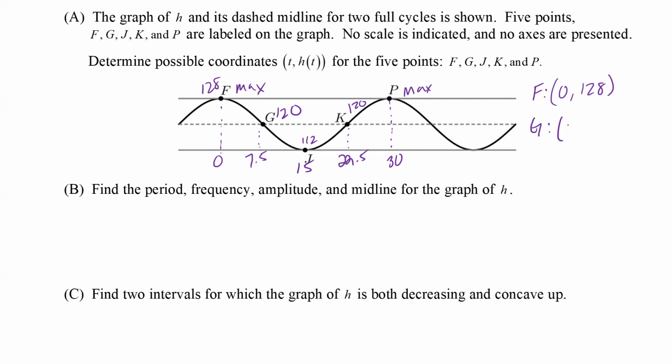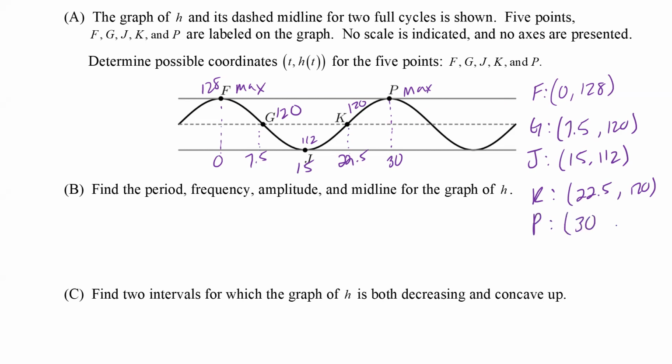G is at 7.5 and 120. J is at 15 and 112. K is at 22.5 and 120. And our P is at 30 and 128.